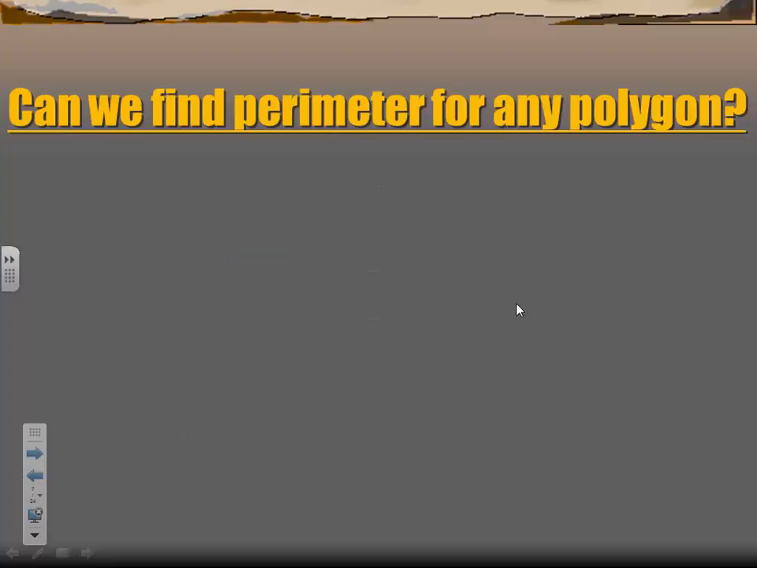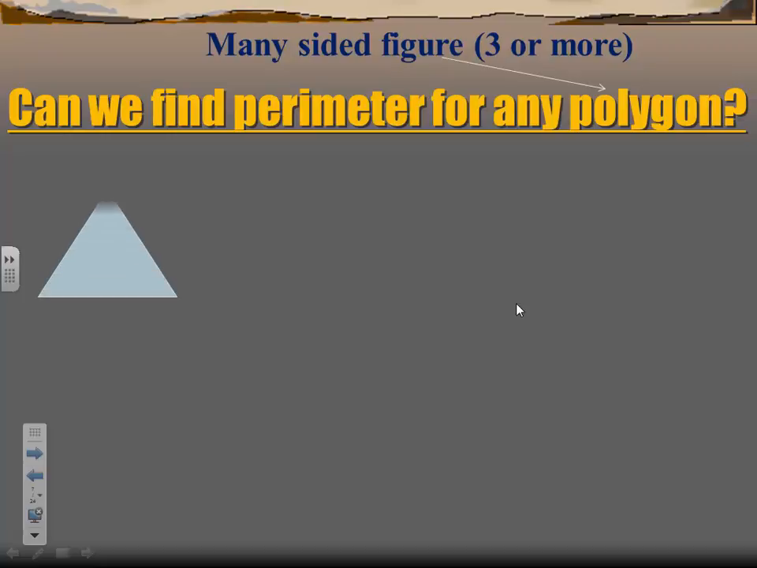All right, can we find perimeter for any polygon? A polygon, make sure you write this down, is a many-sided figure. 3 or more sides. So the least amount of sides that a polygon can have are 3. So you're on to the second block here of your notes. What I would like you to do is go through and stop the tape, go through and see if you can label as many of those as you know their names. So go ahead and do that.